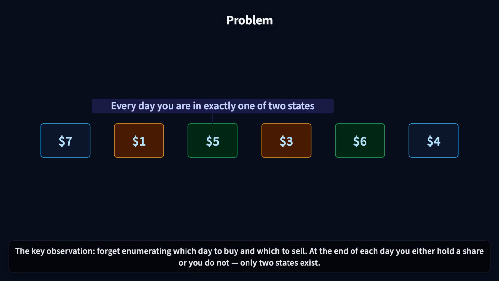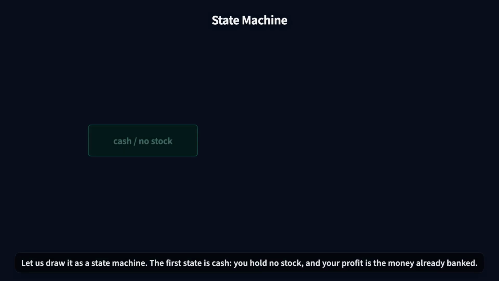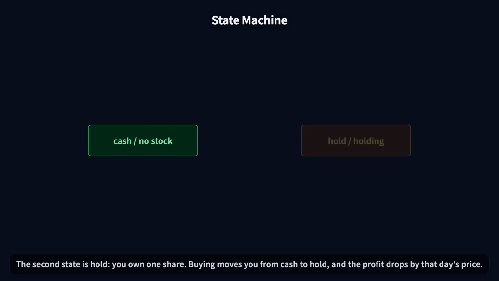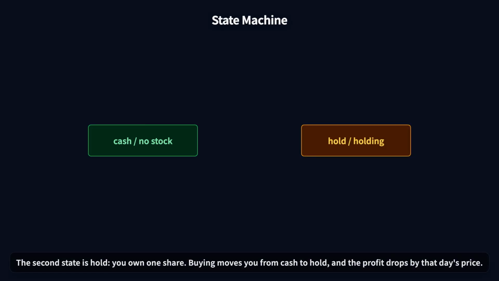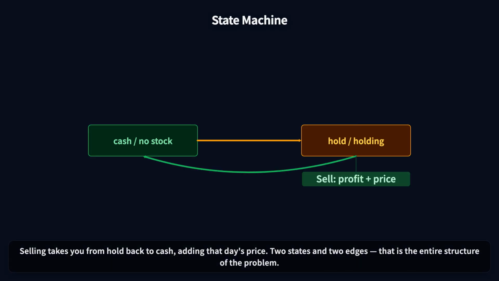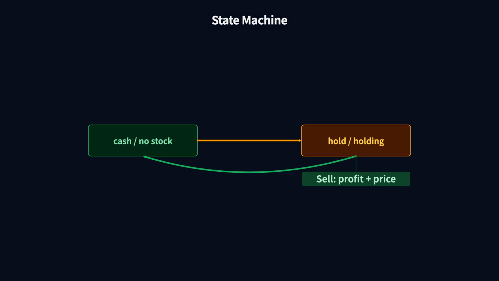The key observation: forget enumerating which day to buy and which to sell. At the end of each day you either hold a share or you do not. Only two states exist. Let us draw it as a state machine. The first state is cash. You hold no stock, and your profit is the money already banked. The second state is hold. You own one share. Buying moves you from cash to hold, and the profit drops by that day's price. Selling takes you from hold back to cash, adding that day's price. Two states and two edges. That is the entire structure of the problem.